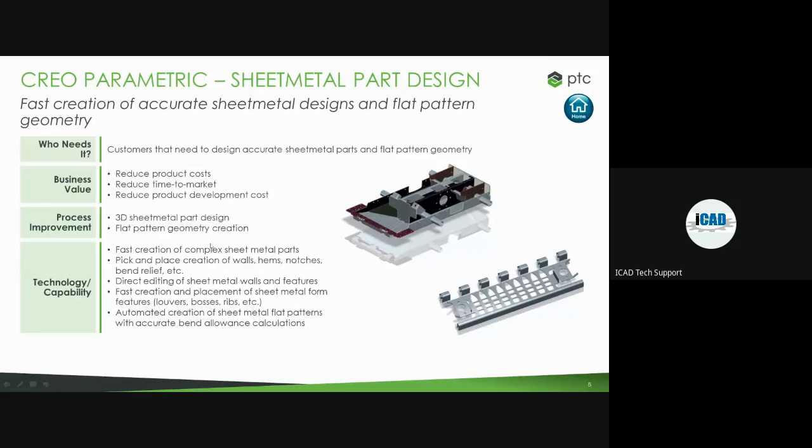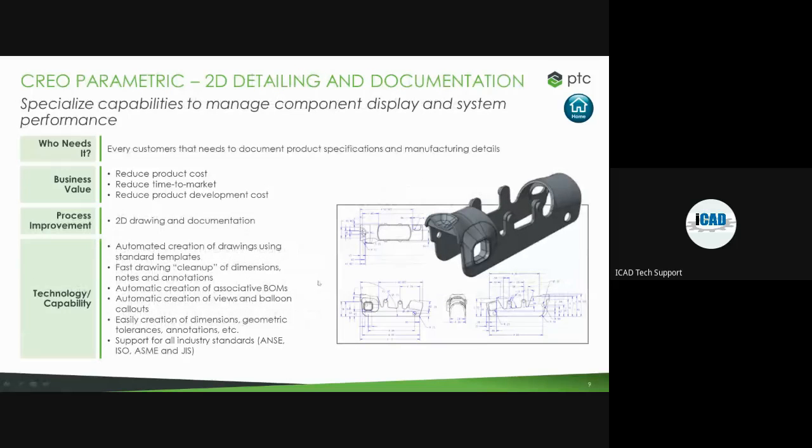The forming and punching operations we can also do in this sheet metal. We can automate creation of sheet metal flat patterns with accurate bend allowance calculations. The software has inbuilt bend tables for the calculation of bend allowance. And at the last, 2D detailing and documentation.